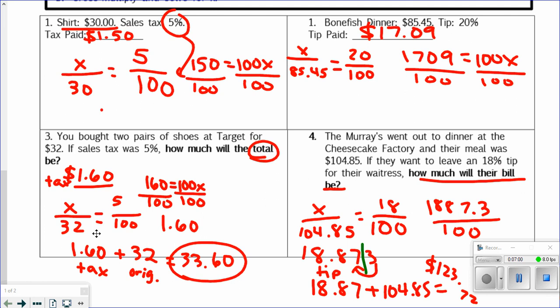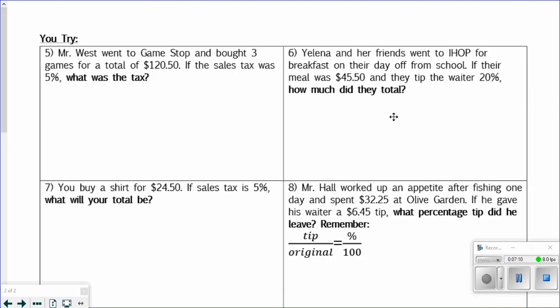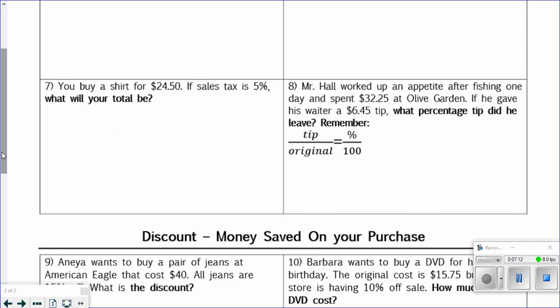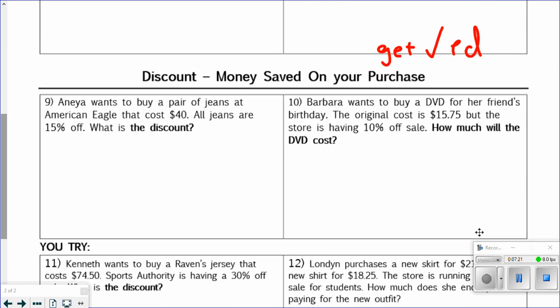All right, what I would like you to do is pause the video, do the next 4 problems on your own, okay? And then you'll have to go back to the video to do 9 and 10. So pause, do 5, 6, 7, 8, get them checked, then go back to 9 and 10 with the video. Alrighty.